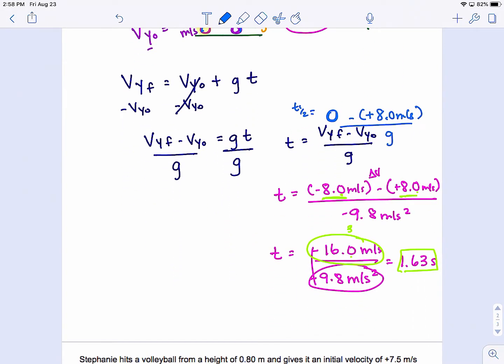The last thing I want to look at is units. Notice we're taking meters per second divided by meters per second squared. If I flip and multiply, notice the meters cancels. One of the seconds cancels, and so my units, I'm left with seconds, which makes sense for time.